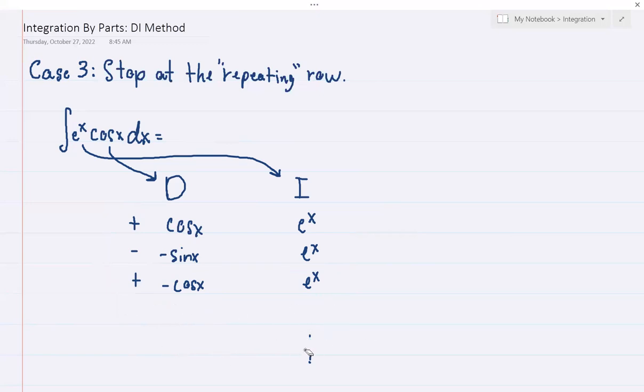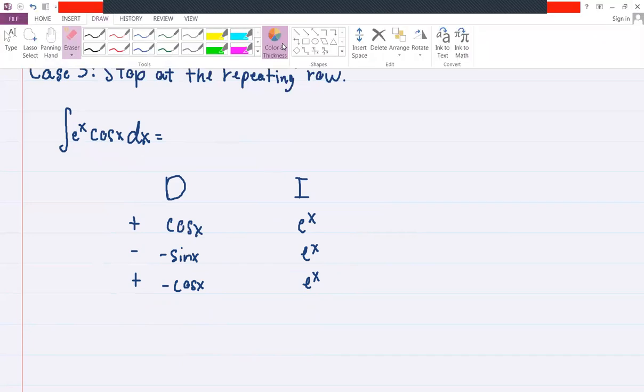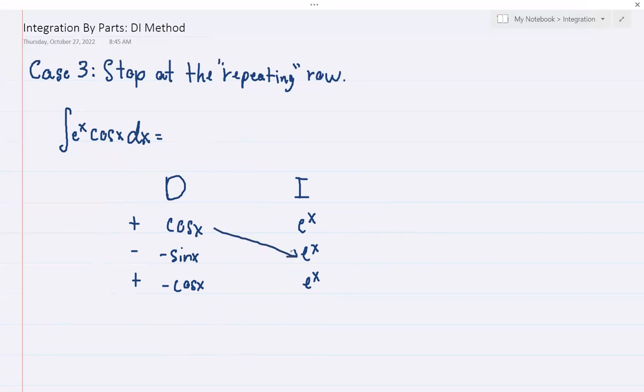So what to do? First, multiply them diagonally. Wait, let me erase this one. There we go. So cosine x times e raised to x, we will have e raised to x times cosine x. The next, here we have negative and negative, so this is positive. So this is positive sine x. Positive sine x times e raised to x, we will have plus e raised to x times sine x.